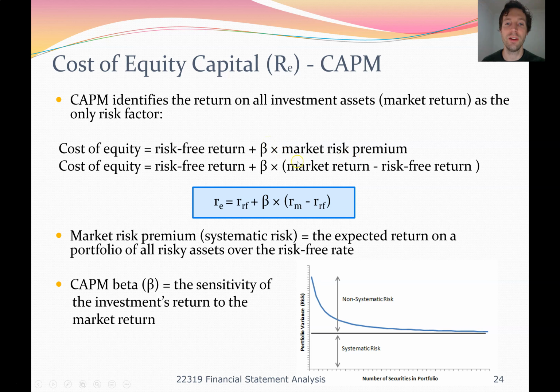Okay, so the formula here in the blue box: the return on equity, or the cost of equity capital, is equal to the risk-free rate of return plus your company's individual beta times the return on the market minus the risk-free rate. This term in the brackets here is called the market risk premium. The return on the market minus the risk-free rate is called the market risk premium. The capital asset pricing model's beta is the sensitivity of the investment's return to the market return, how well correlated your company's stock returns are with the broader market.